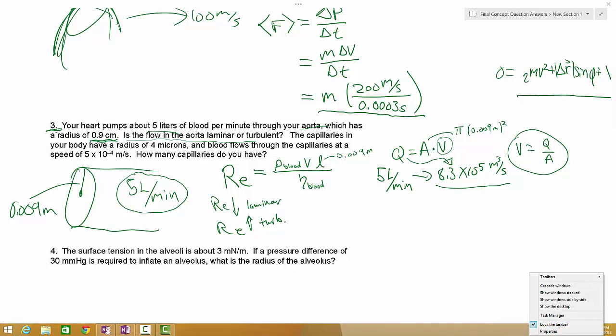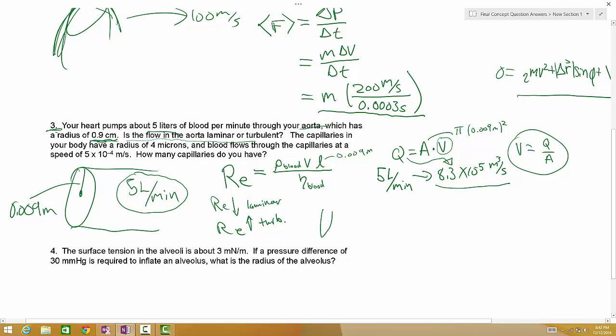Okay, so next it asks, the capillaries in your body have a radius of 4 microns, or 4 micrometers. And blood flows through the capillaries at a speed of 5 times 10 to the minus 4th meters per second. How many capillaries do you have? Basically, the picture that I would draw here is, we have our aorta, and then it goes through your body, and then eventually it branches into all these little capillary tubes. So there's way more than I'm drawing here, but you get the idea.